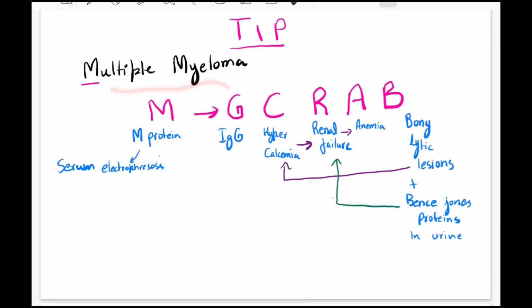Mnemonic for multiple myeloma, which is MG CRAB. For M, we have M protein on serum electrophoresis, there is a M spike. For G, we have IgG antibodies. For C, we have hypercalcemia, which leads to R, renal failure, which leads to A, anemia. And there is also B for bony lytic lesions, which causes hypercalcemia again, and Bence-Jones proteins for B in urine, which causes renal failure. So here we are done with multiple myeloma.